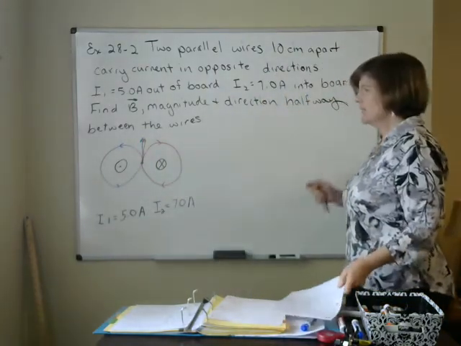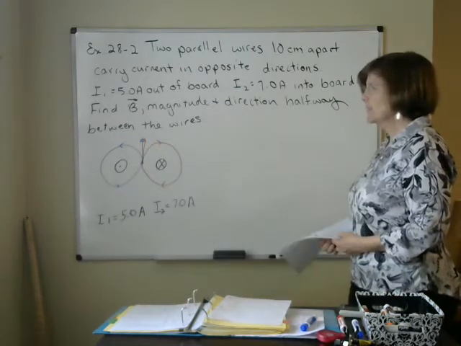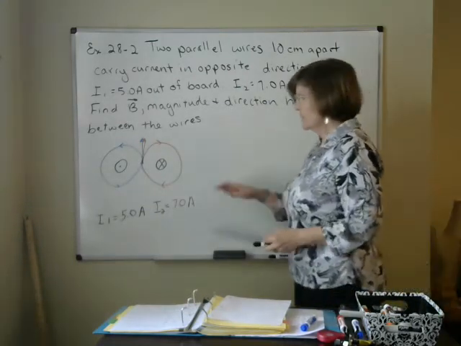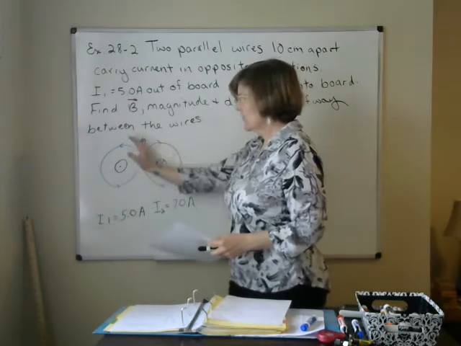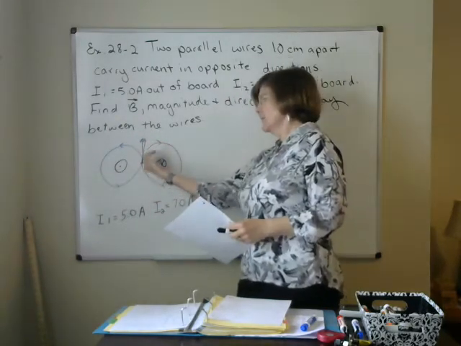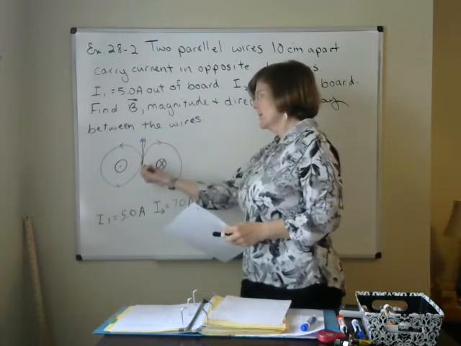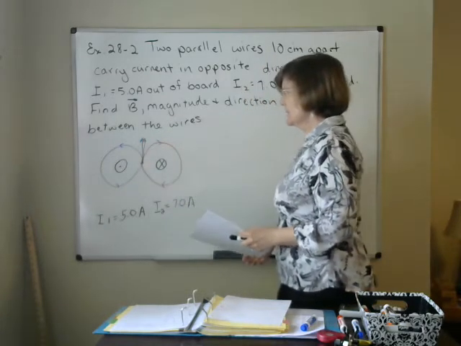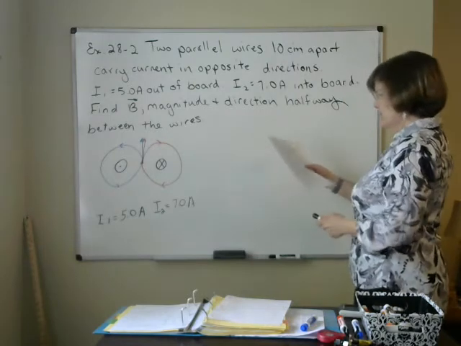We know magnetic field is a vector, so direction's important. We just used that very first right-hand rule. Out of the board, grab it, counterclockwise. Into the board, clockwise. But that makes them both point the same direction at that spot.